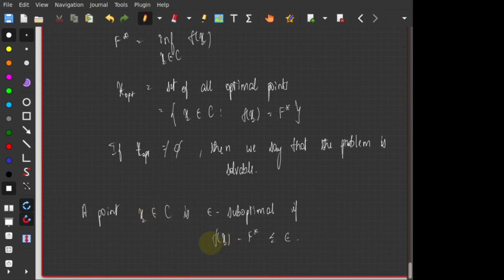I'm saying that this point x is epsilon suboptimal if f of x minus f star is less than or equal to epsilon. Now, it's possible that f star cannot be achieved. I'm defining it as the infimum of f of x. Unless you have some nice conditions on f and C, you're not guaranteed that there exists a point that achieves this.